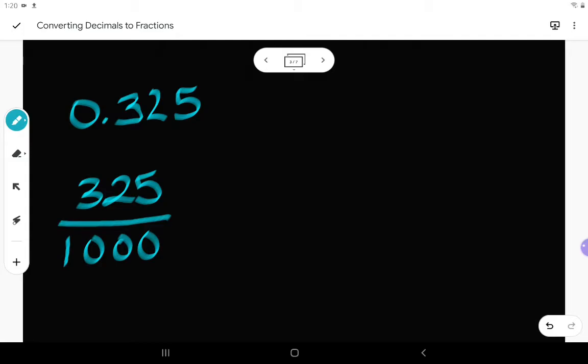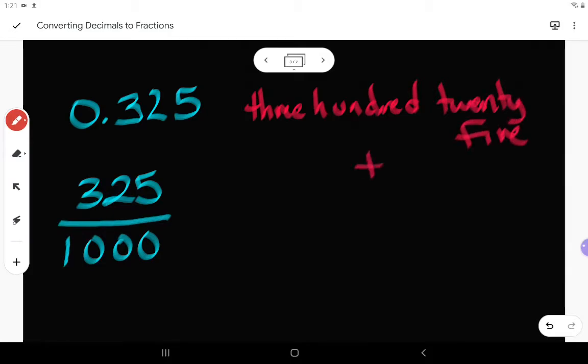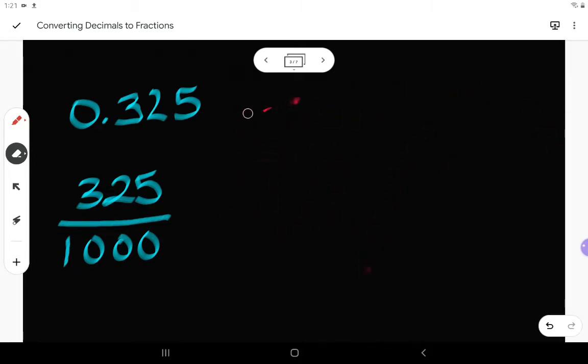Now again, this makes sense. The name of this number is 325 thousandths, and that's exactly what my fraction now says: 325 over 1,000. If you forget what your decimal place value is, you can use that method of counting decimal places: 3 spaces to the right means 3 zeros to the right of your 1, and that will work.